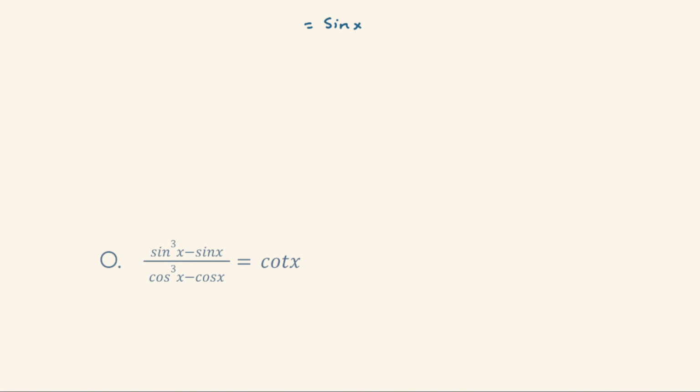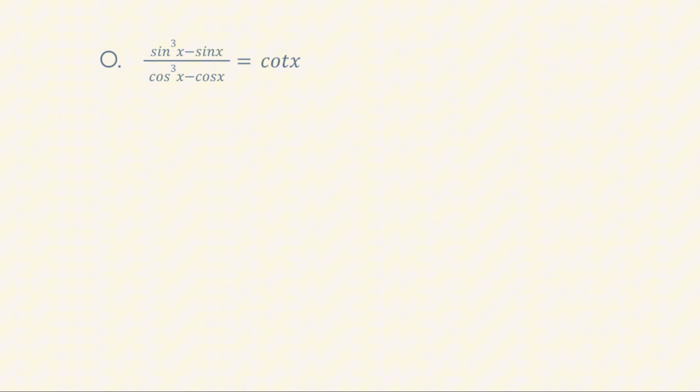Now, last but not least here, question O. All right, so for this question, we don't really have any identities, right? With a cubed. So that's not very helpful for us, right? But, you know, if you look at this for maybe more than a second, you might notice on top we have a GCF of sine, and on the bottom we have a GCF of cos. So we can factor out the sine x. We're going to get sine squared x minus 1. And in my denominator, I'm going to have cos x times cos squared x minus 1.